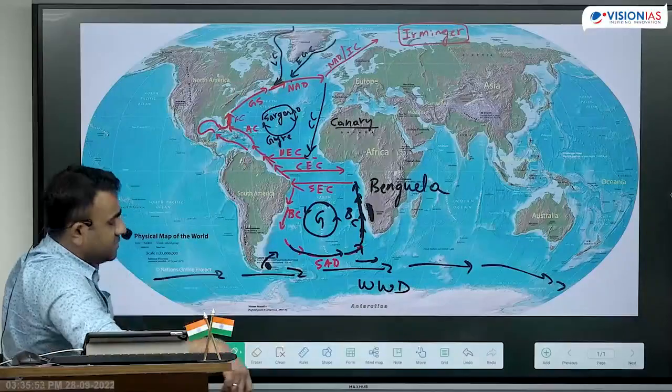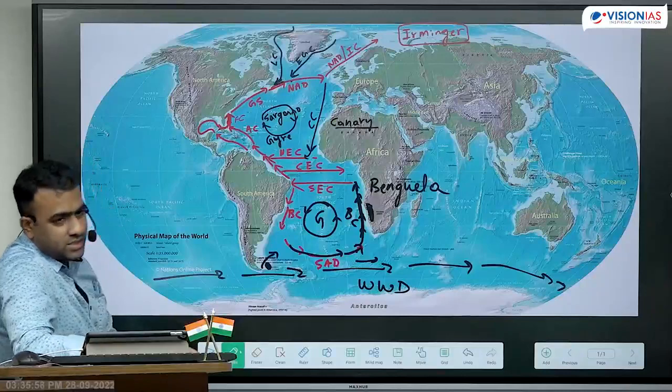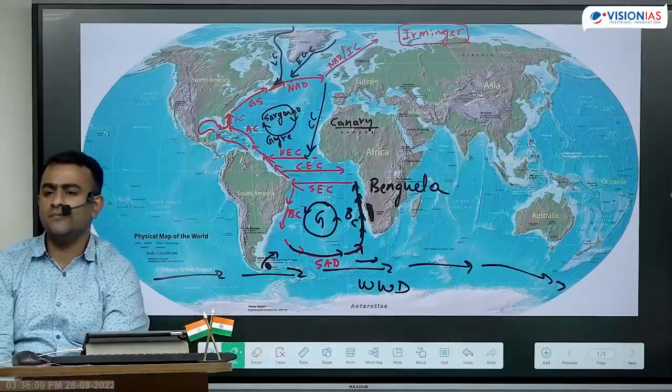In this northern gyre a specific type of seaweed is grown, that is Sargassum. That's why it is called as Sargasso Sea. Southern one has no specific name, it is just a gyre.